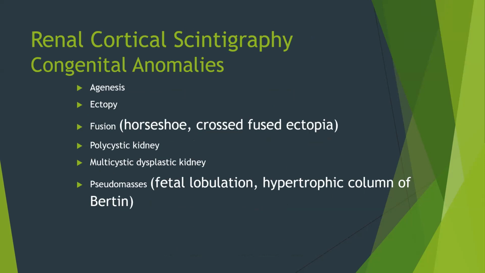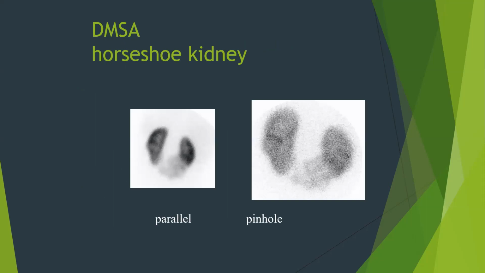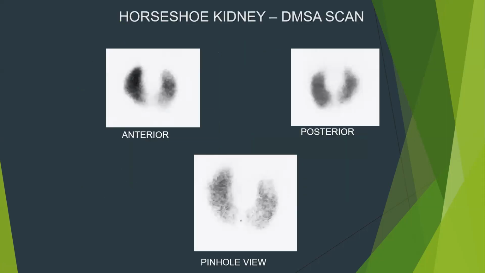In congenital anomalies, we can see agenesis, ectopia, and fusion like in horseshoe or crossed fused ectopia. We can see polycystic kidneys, multicystic dysplastic kidneys, or pseudomasses. This is a case of a horseshoe kidney. We can very well see how the lower poles of both the kidneys are medially displaced, and then there is a connecting parenchymal tissue in between. Another case of a horseshoe kidney, so very well differentiated on a DMSA scan.